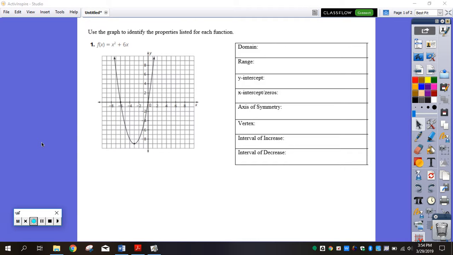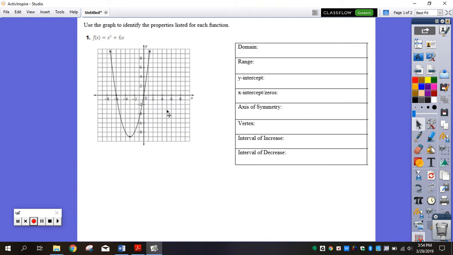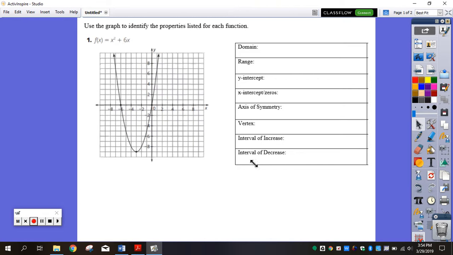Hello, this is Mrs. Taylor, and I am going to review how to identify different properties of quadratic functions. So this is from an assignment we did in class. You may recognize this problem.